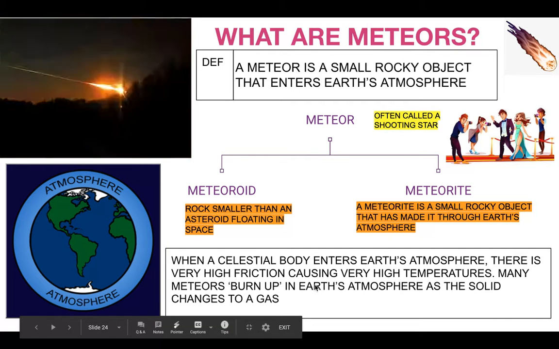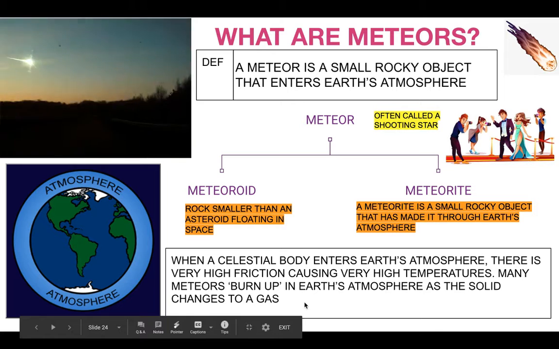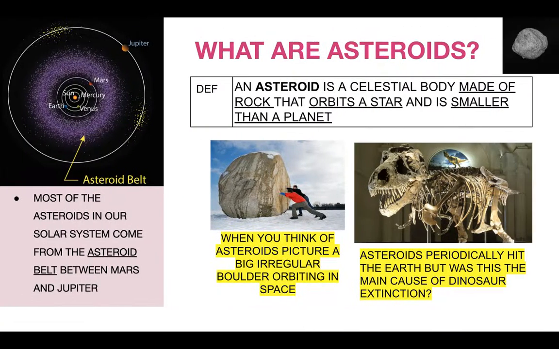And effectively, what's happening there is sublimation. The solid rock is actually changing directly into a gas, which is quite interesting to consider how hot that must be. We're talking about maybe 1300 degrees Celsius for some rocks to burn. So that leads us on to asteroids.